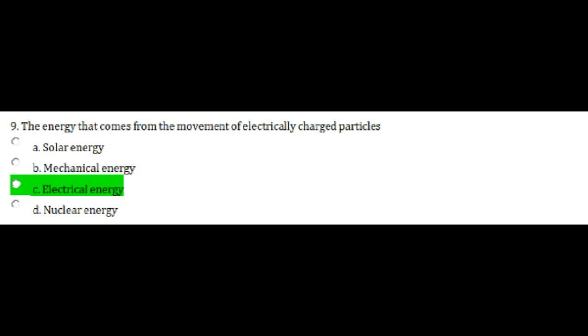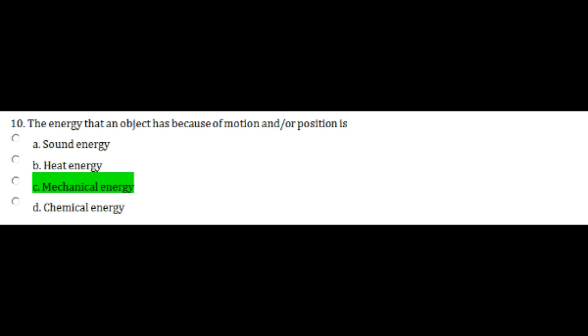Number 9, the energy that comes from the movement of electrically charged particles. This is another review question. Electrically has the word electrical in it. Electrical energy and electrically charged particles go together. And it's the only best choice. That means that a wire is involved and that electrons are flowing through it.